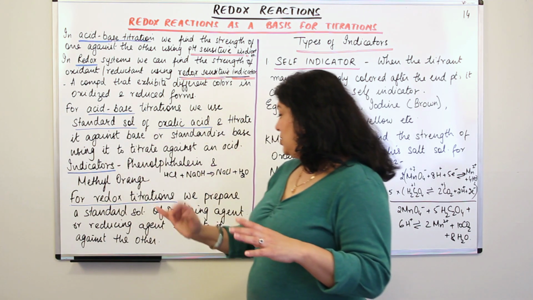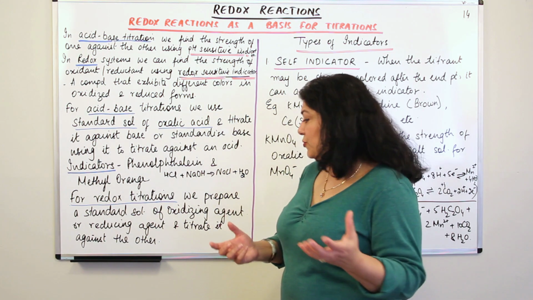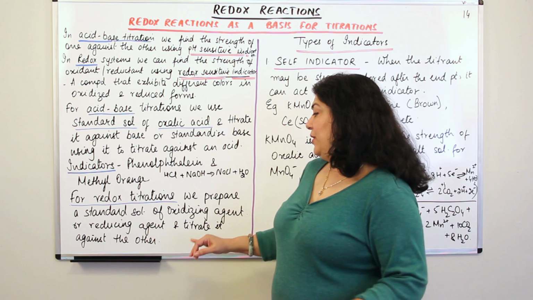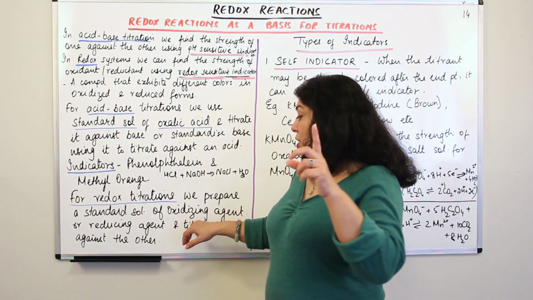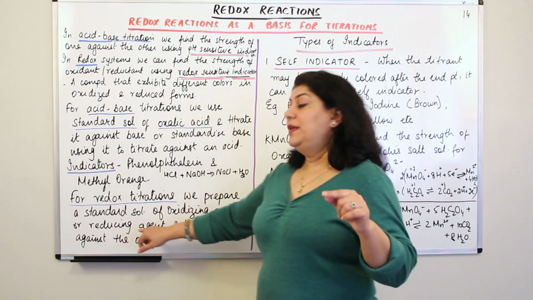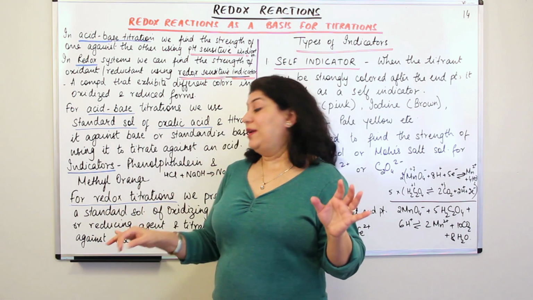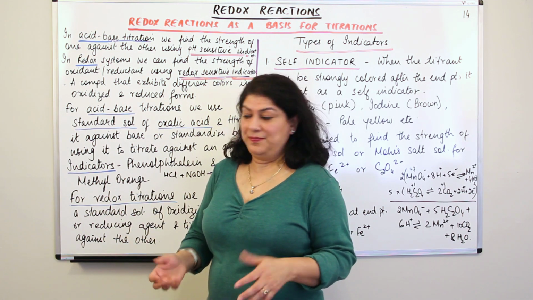So you use that standard solution of the oxidizing agent or the reducing agent, and we'll titrate it against the other one. For example, if the oxidizing agent is a standard solution, you need to find out the reducing agent, whose strength is unknown to you, and you are trying to titrate it against that, or vice versa.